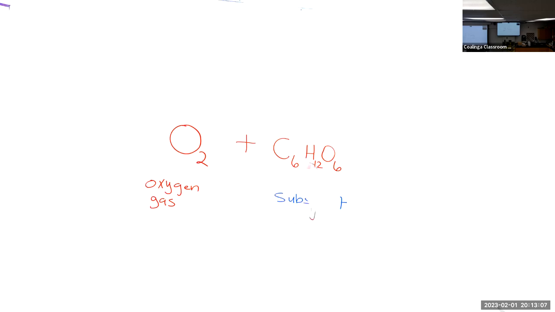The chemical symbol for hydrogen is a capital H. The chemical symbol for oxygen is a capital O. We want to write it as capitals. You don't want to write it in lowercase, because this means something entirely different. So we want to write it as capital C, capital H, capital O. This means we have six carbons. This means we have 12 hydrogens. We have six oxygens. Okay?